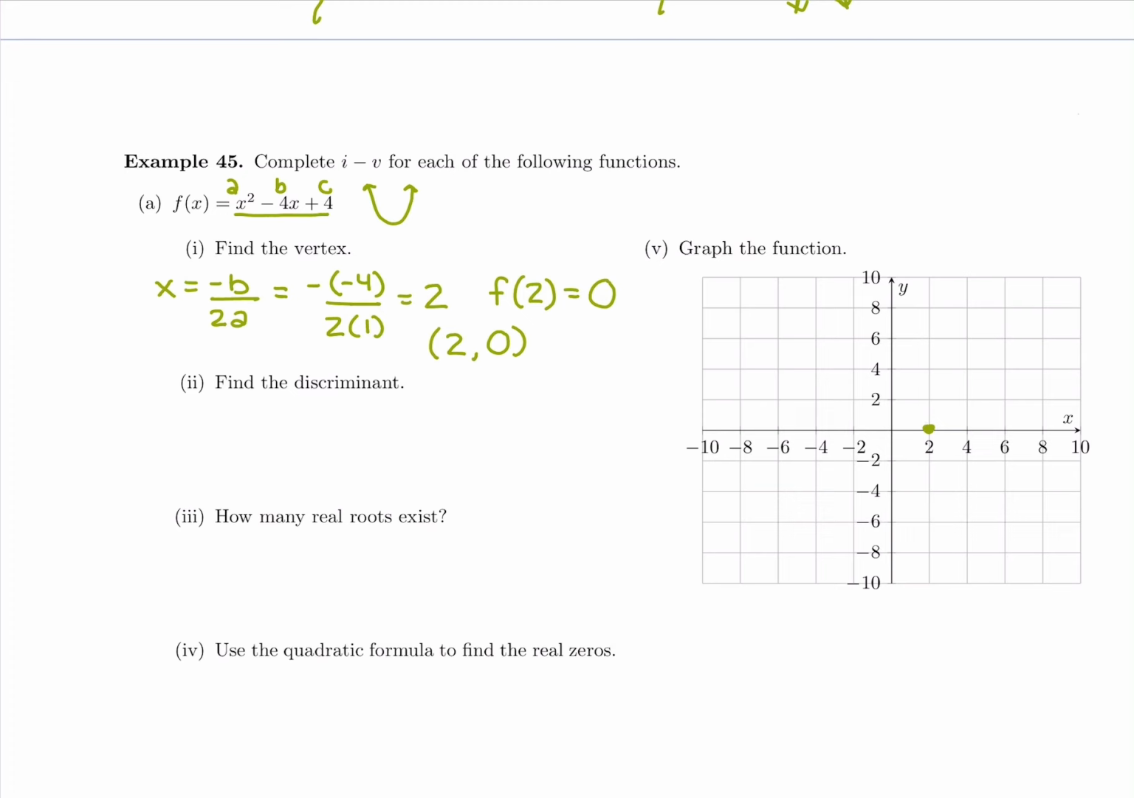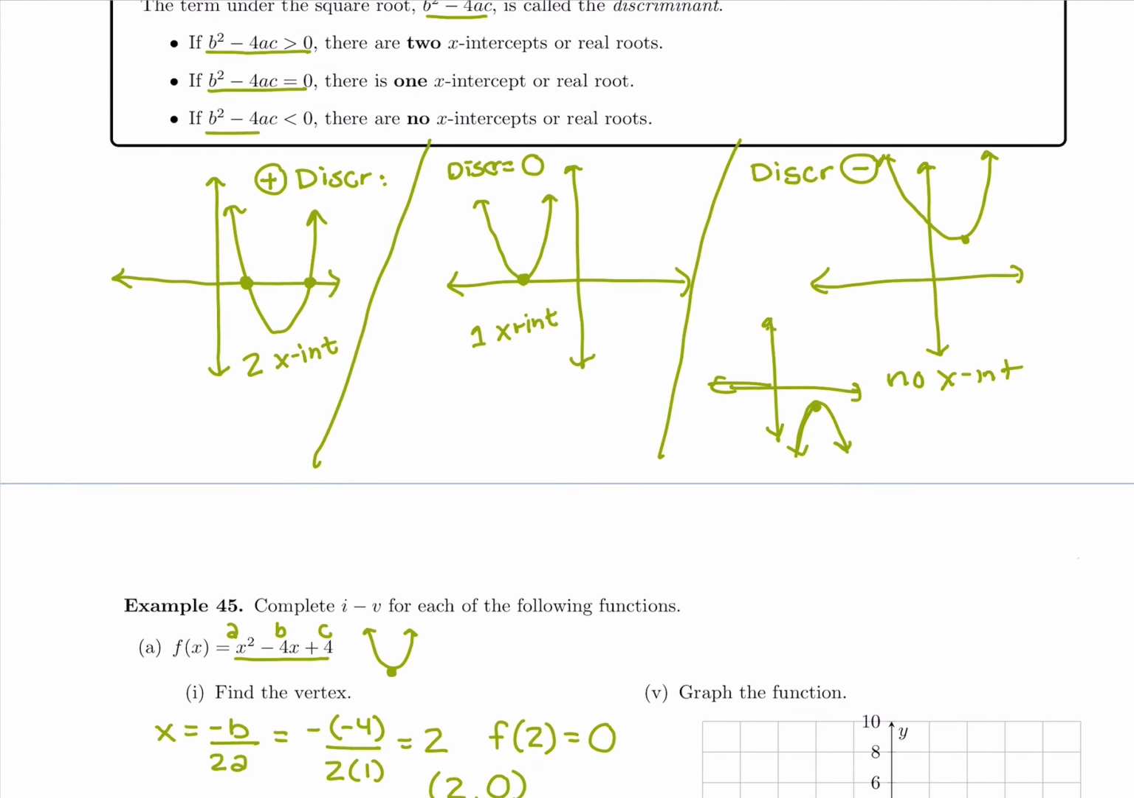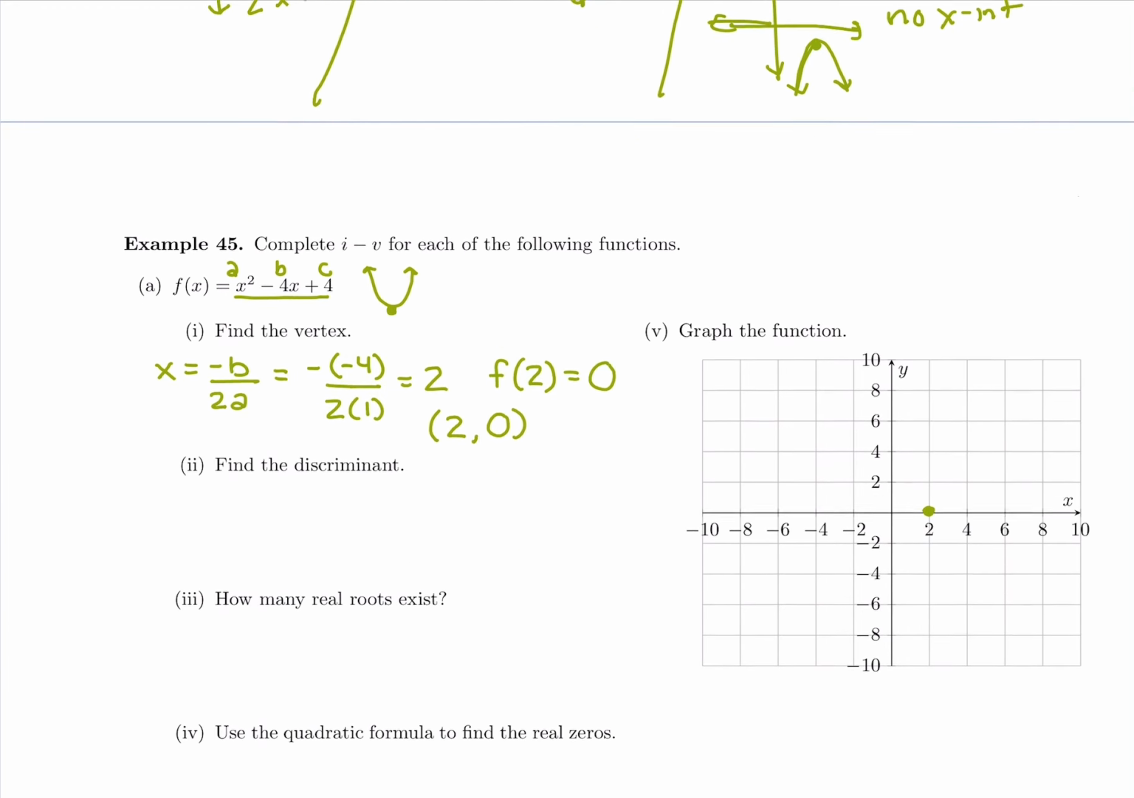When I plug in 2, I get 0 for a vertex of a parabola that is going up on both sides. So how many times do you think we're going to touch that x-axis? If it's supposed to be shaped like a U, that should tell you it only touches that one spot at the vertex. But we're going to calculate the discriminant and make sure the discriminant agrees. Because if there's one x-intercept, our discriminant should be 0. So we're going to see what the discriminant is.